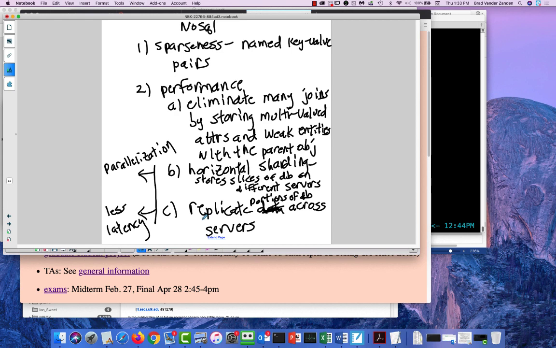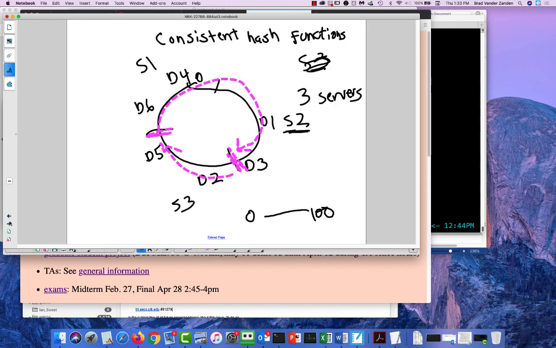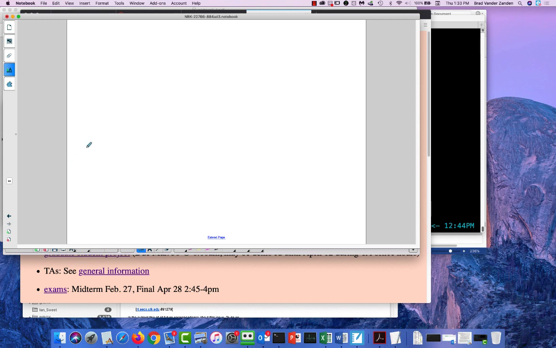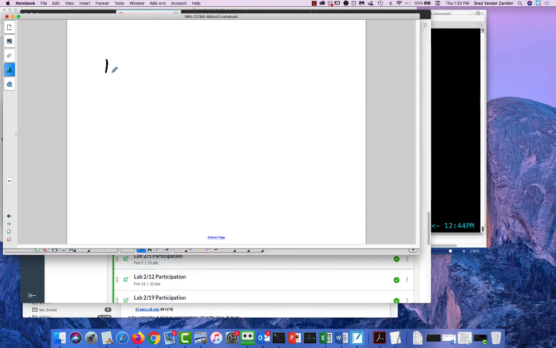What NoSQL does is it uses a notion of eventual consistency. So, this notion of eventual consistency, what does it mean?